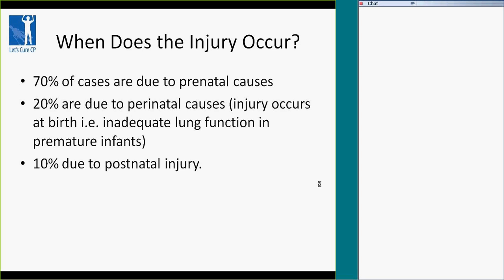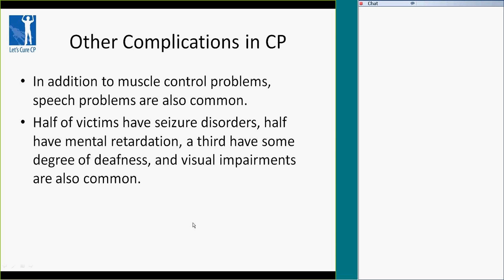Also, you can have the umbilical cord wrapped around the baby's neck, and that can cause birth hypoxia. And there are other causes as well. And also in newborns, in about 10% of cases, the injury is in a newborn. That can be a physical trauma or some other event. Next slide, please.